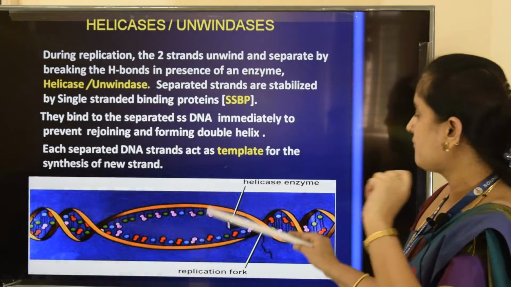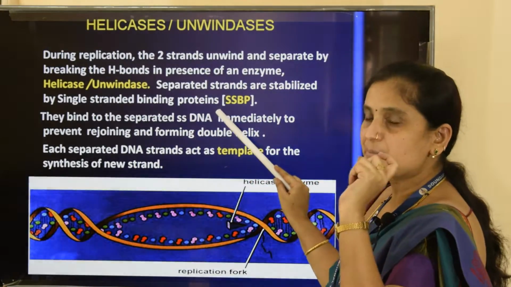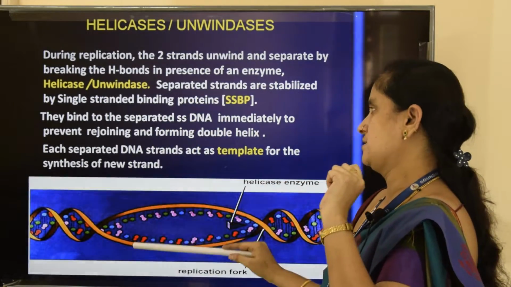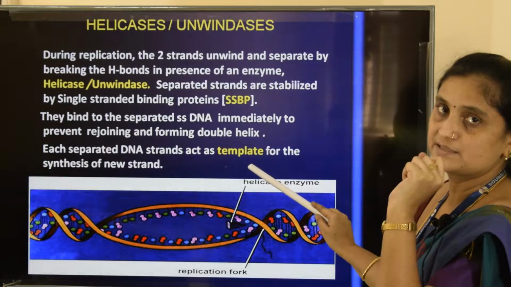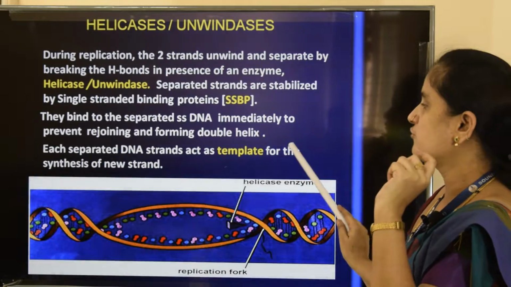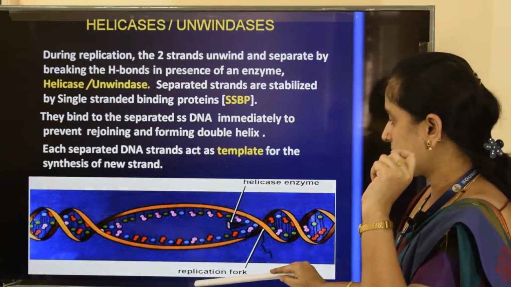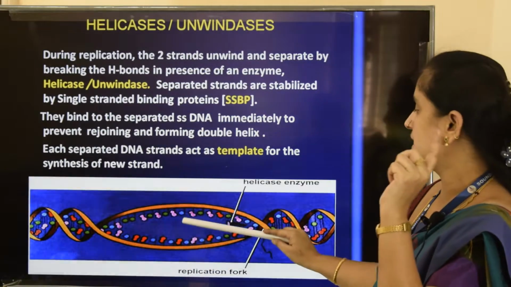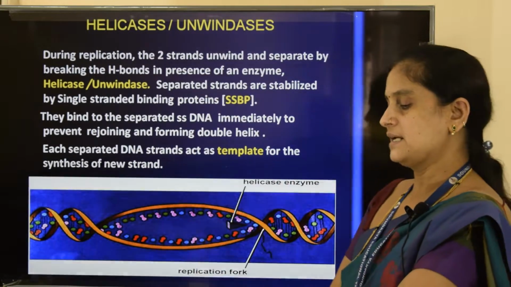To prevent this, what is being used here? Single-stranded binding protein, which stabilizes the single-stranded separated DNA strands to allow DNA replication. Then each one of the separated strands acts as a template for the synthesis of the new, complementary strand. So this is one template, this is another template. On each of these, the new complementary strands will get synthesized. Hence from each one DNA molecule, two daughter DNA molecules will be synthesized.